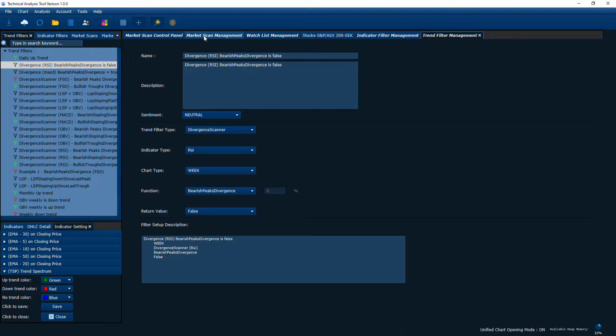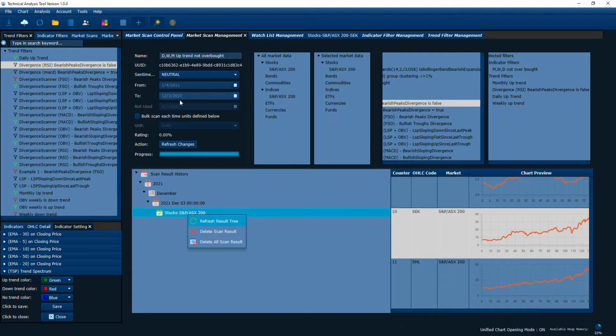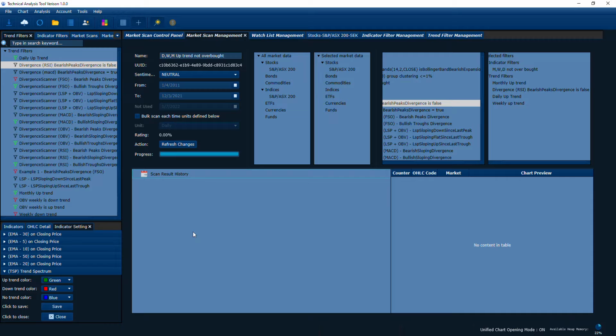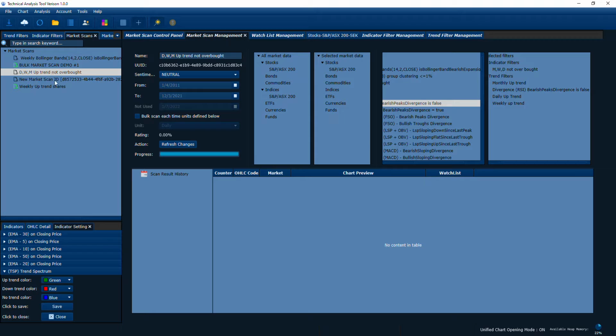market scanner management to create a market scan. Okay, to be able to show you everything in action, I deleted the old market scan results here. Let's come back later. In order to create a market scan, you need to go into the market scan management, under analysis. You click on that, so you go into our market scan management here.